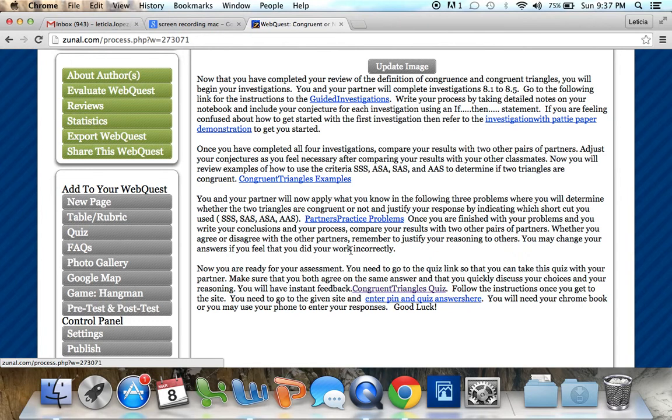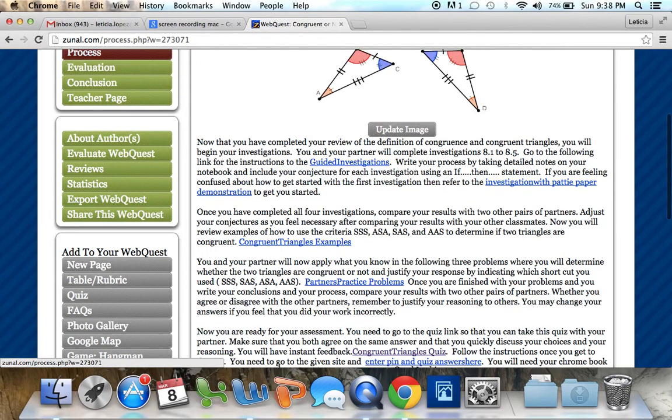You will then have an opportunity to do some practice problems to apply what you've learned in the investigations with your partner. Then you will take a quiz with your partner to assess whether you have learned how to correctly apply the shortcuts for congruence of triangles, and you will get immediate feedback on your quiz.